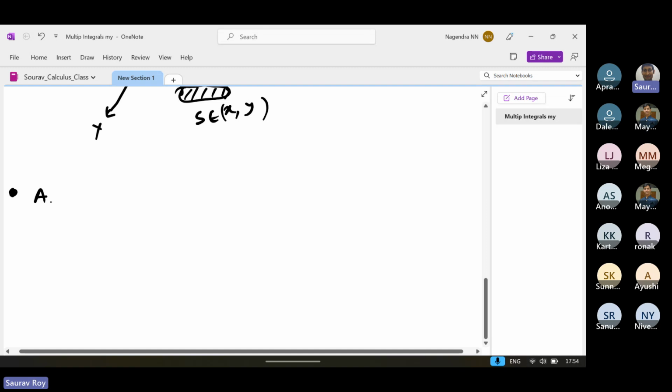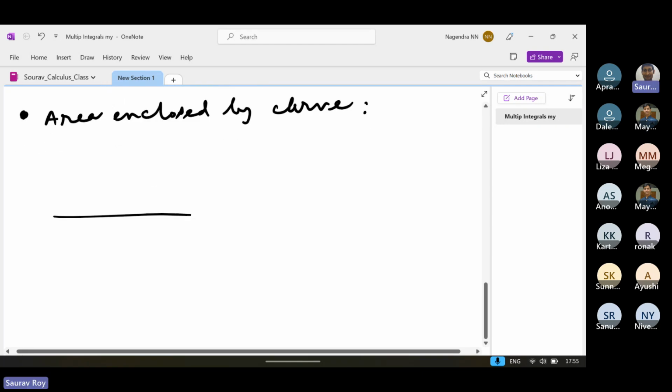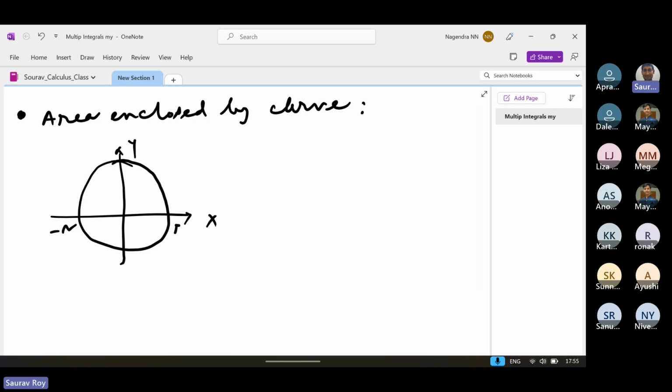Similarly, we can calculate the area enclosed by some particular curve. Let's say this is a circle of radius r. So we can find out the area under this curve, or the area of the circle. Let's say it is x square plus y square equals r square.